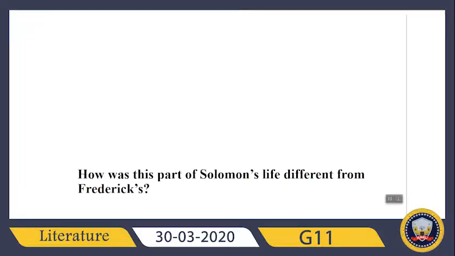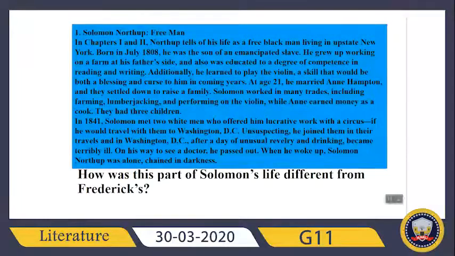Now, the first part of his book. I will encourage you to pause now. Press pause and read the blue box, which gives you the summary of the first two chapters of Solomon Northup's book, chapters in which he describes his life as a free man. Then answer the question: how was this part of Solomon's life different from Frederick's life? Pause now.